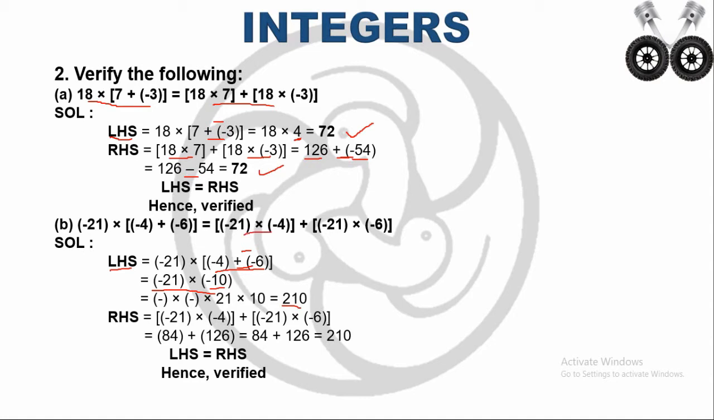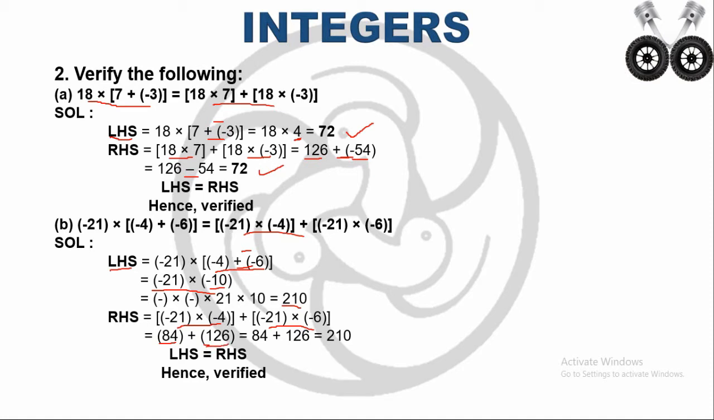Then we will go for the RHS. RHS is minus 21 into minus 4. Here the two integers are having the same sign. That means we have to multiply and write the positive sign. So plus 21 into 4, the answer is 84. So we will get the answer as 84. Plus minus 21 into minus 6. Again we are having the two integers with the same sign, that is negative sign. So we have to put the positive sign, and then 21 into 6, the answer is 126.